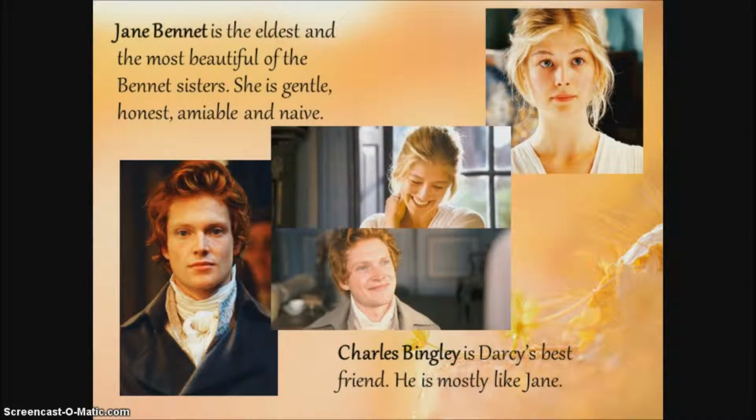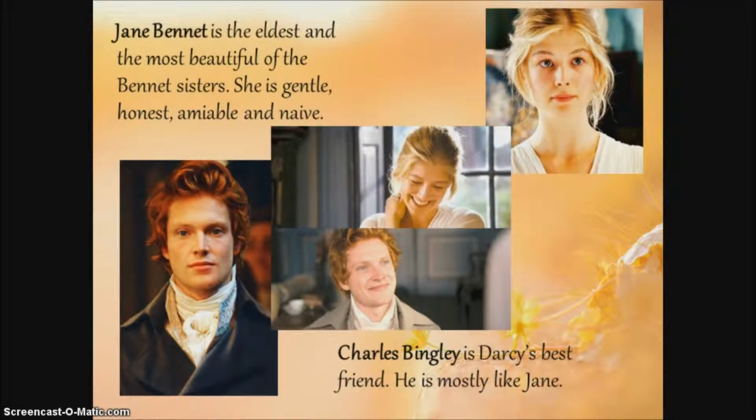Jane Bennet. Jane is the eldest and most beautiful Bennet sister. She is so gentle and amiable that she honestly and naively believes that everyone else in the world is the same. Moreover, the harmony between Jane and Bingley contrasts with the reciprocal aversion between Elizabeth and Darcy.